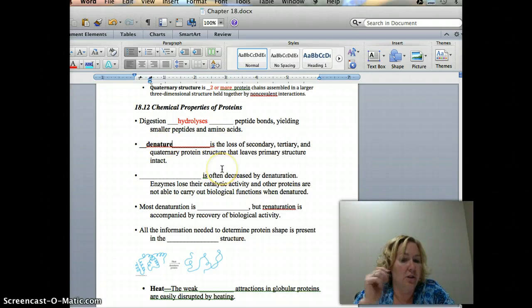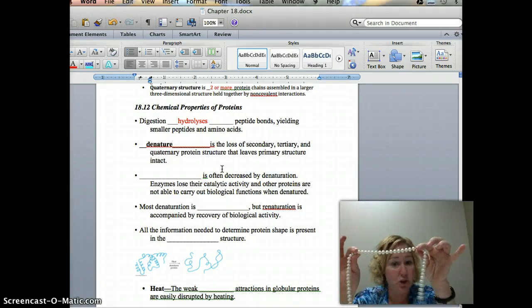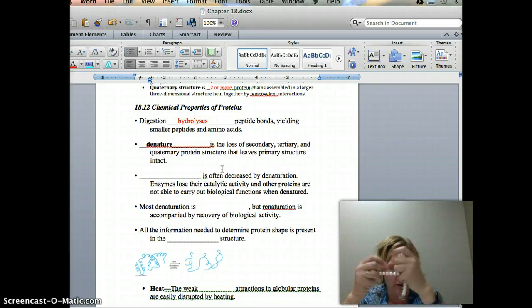Denaturing. Denaturation is the loss of secondary, tertiary, and quaternary structure in proteins. When you denature a protein, you are not breaking up the beads on the string; those stay together. You are not breaking those things up. If you want to break those things up, you have to use hydrolysis. You have to pull those peptide bonds apart. The only thing that can do that is a hydrolysis reaction.